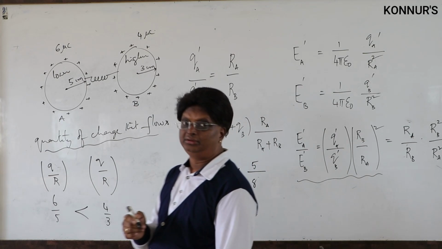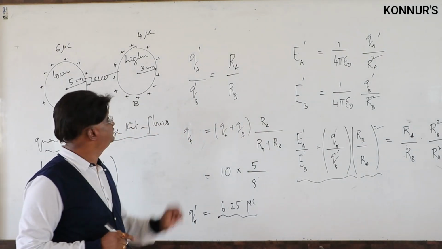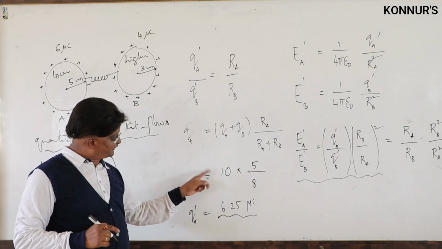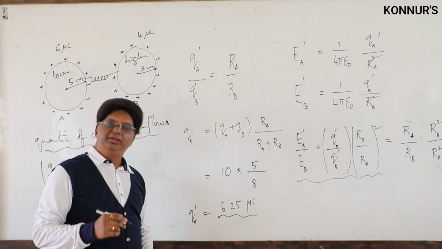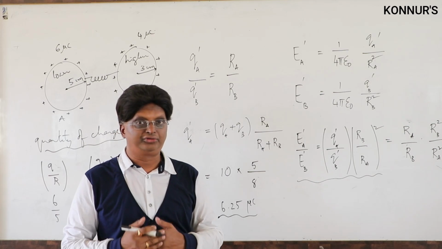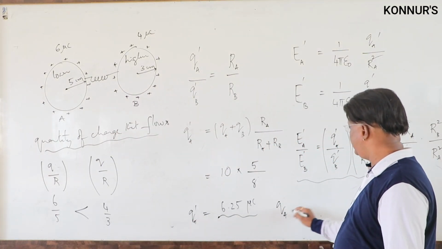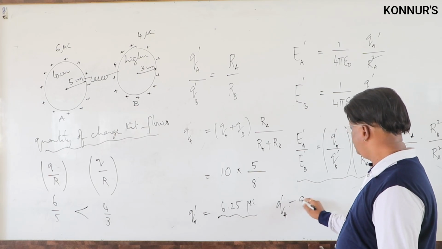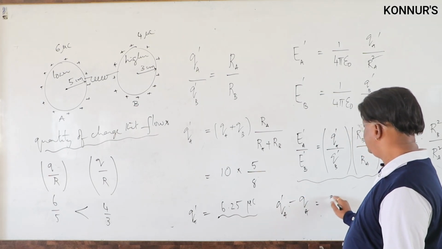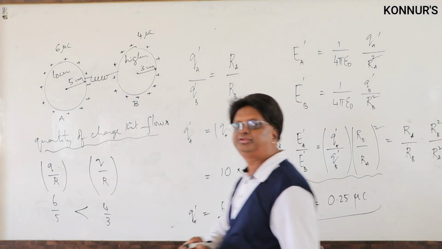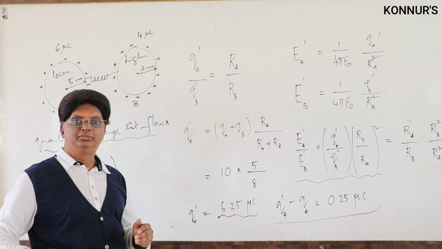So earlier it was 6 microcoulomb, because charge is flowing from B to A, higher potential to lower potential. So 6 becoming 6.25 means that the quantity of charge that now flows through the wire is nothing but QA prime minus QA. 0.25 microcoulomb is the charge that flows through the wire.